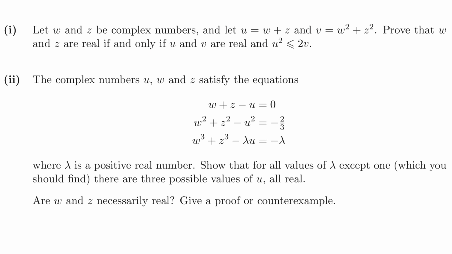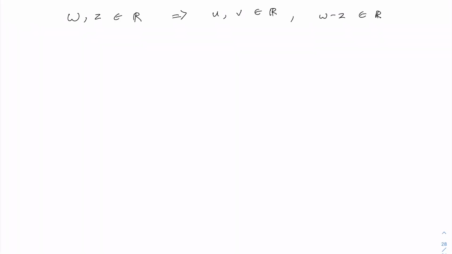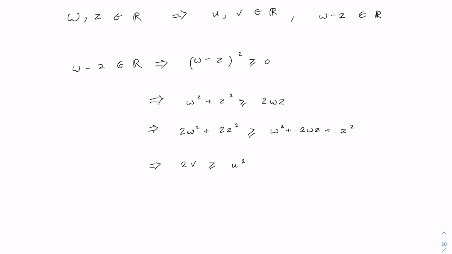Firstly, to get this direction done with, which is the only if direction, it just remains to show that this inequality follows from w and z being real. One way to do this is just to consider what the inequality will look like in terms of w and z. So we'll have w plus z all squared on the left hand side, and 2w squared plus 2z squared on the right hand side. So taking that all over to the right hand side, we'll have another perfect square. So this argument begins by noting that a further implication of w and z being real is that w minus z is real, and then works back through those stages to the inequality.